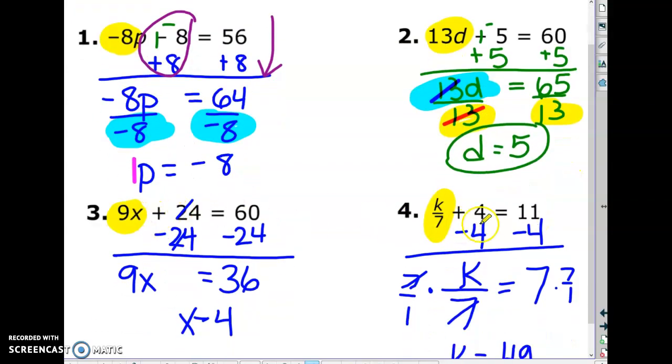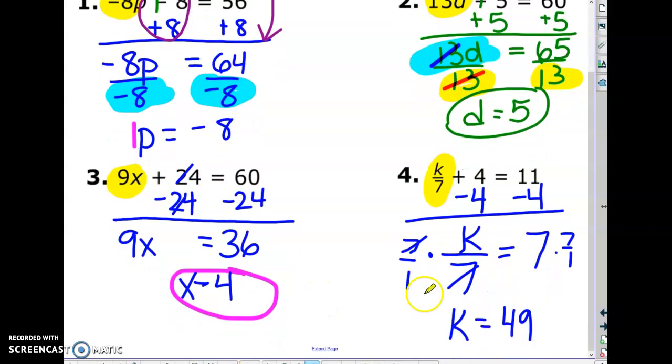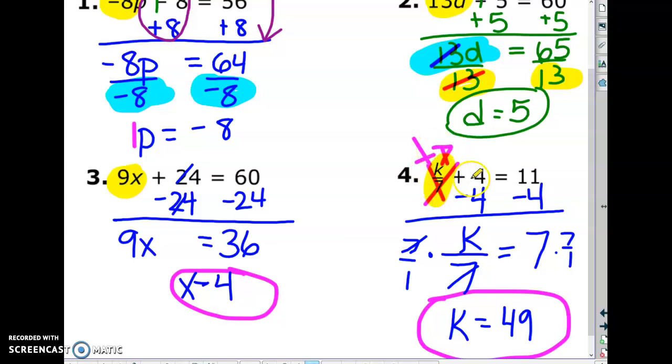For numbers 3 and 4, I'm not going to go through those entire ones, but I'm going to show you the steps right here. Your solution for number 3 should have been x is equal to 4. And for number 4, the solution for that one would have been 49. Once again, you can always check your answers. If I plugged 49 in for my variable right here, 49 divided by 7 would make that value be 7. And 7 plus 4 gives us 11.